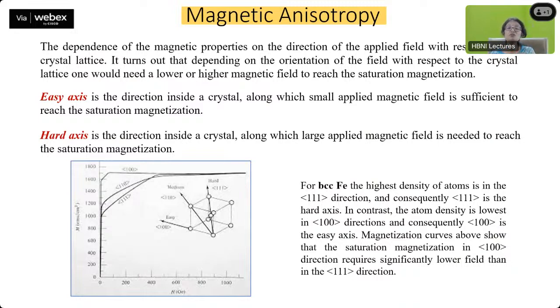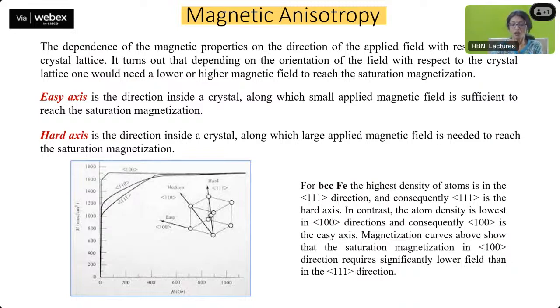So we have something known as the easy axis, and something known as the hard axis. What is the easy axis? As the term signifies, it is a direction inside the crystal along which a very small applied magnetic field is sufficient to reach the saturation magnetization. Whereas the hard axis is just the opposite: here you have to apply a large magnetic field to reach the saturation magnetization.